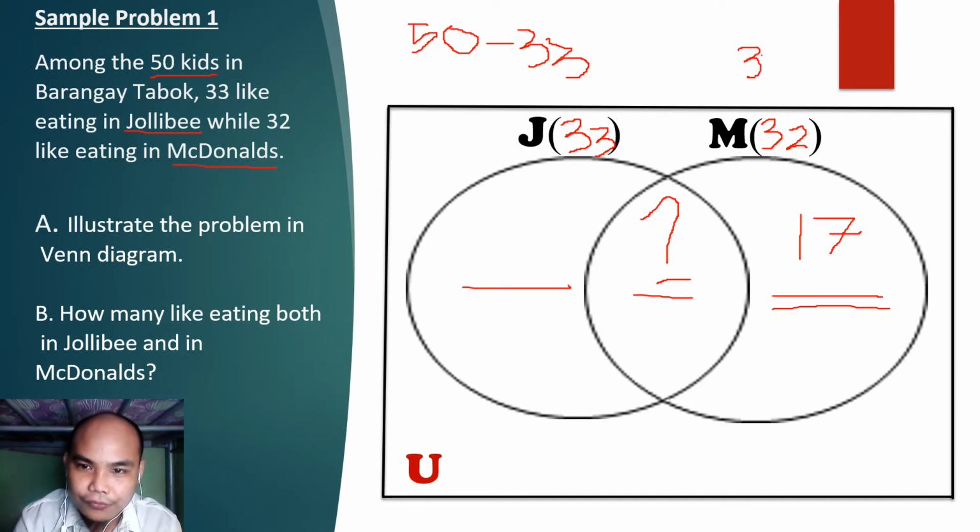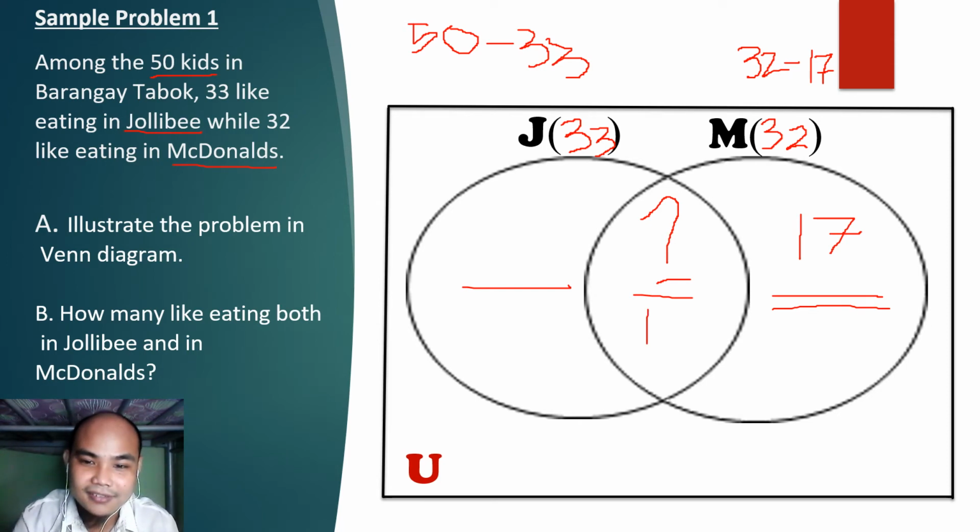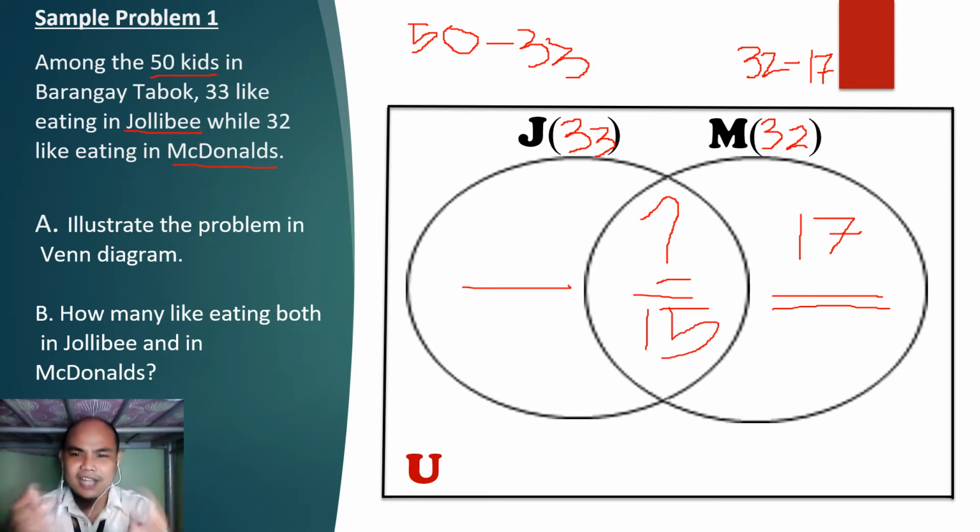So what is that? 32 minus 17. We need to subtract 17 from 32 since 17 belongs to 32, right? So, what's the answer for that one? What do you think is the answer? 32 minus 17. The answer is 15. Let's try to check.